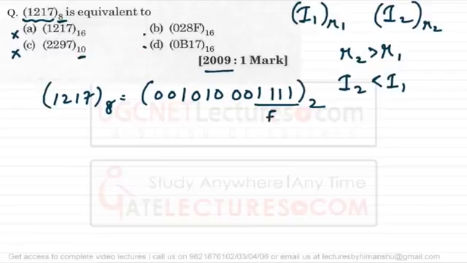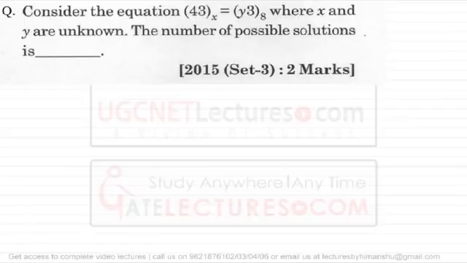1111 is F. This is 8. This is 2. And this is going to be 0. Even if you append 3 zeros more, it's going to be 0. So the correct option would be B. Okay, look at the next question.